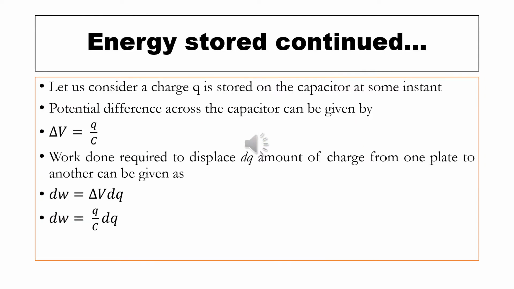Now consider that Q amount of charge is stored on the capacitor at the same instant, and the potential difference across the capacitor is given by the equation del V is equal to Q over C. You know about it. And with the basic definition of work done, when we apply a force, the body will be displaced. Here the body is actually the charge, the dq amount of charge, and we displace it from one plate to another plate. So the amount of work done can be given as dW is equal to del V into dq, and we can write dW is equal to Q over C into dq.